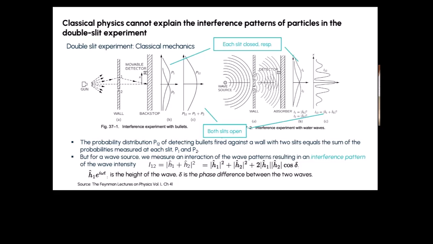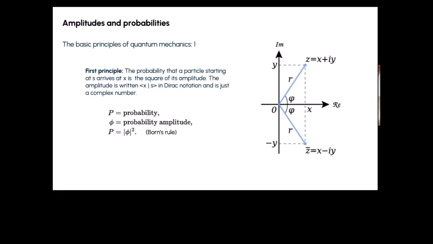Now let's go through the principles of quantum mechanics. The first principle is that the probability that a particle starting at S arrives at X is the square of its amplitude. The amplitude is written like this. So this particle S should arrive at X, and this is written like this. And it's just a complex number if you calculate it.